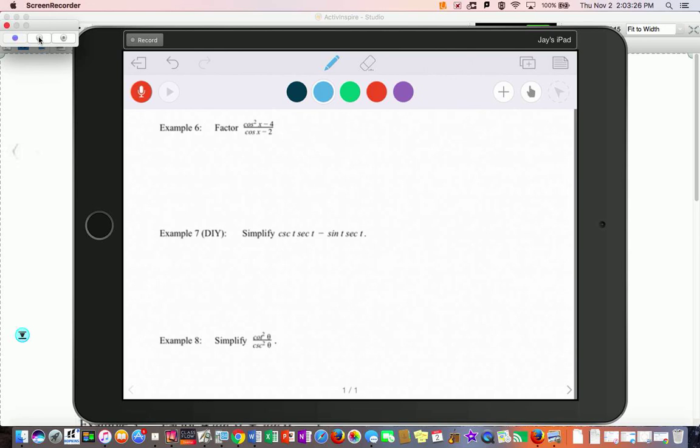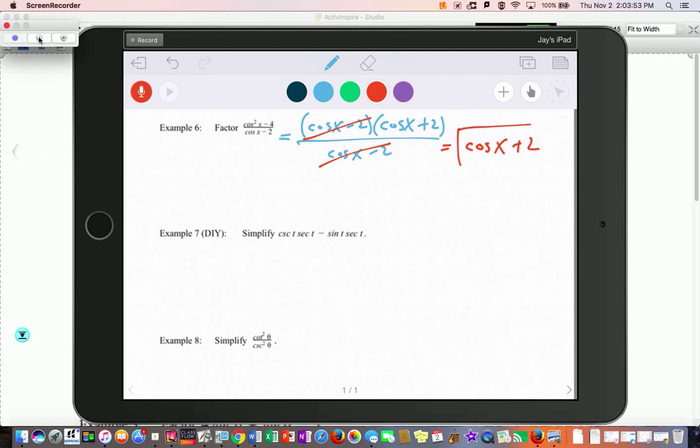Okay, so we have another example. It says factor. So when I look at the top equation, right away that's a difference of squares. So I'm going to just do cosine of x minus 2 and cosine of x plus 2. And we still have cosine of x minus 2 on the bottom, in which case I can cross those off and I'm just left with cosine of x plus 2. So that's pretty straightforward simplifying.